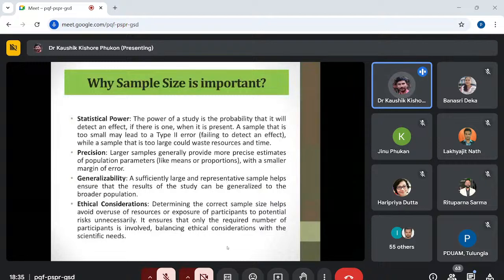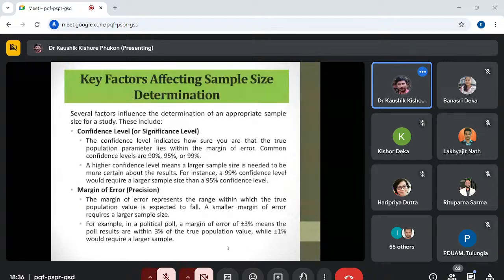So, these are the 4 main points I am stating, why sample size is important. Why sample size is important for your research. Then key factors affecting sample size determination. So many factors are there. I am stating only the key factors.